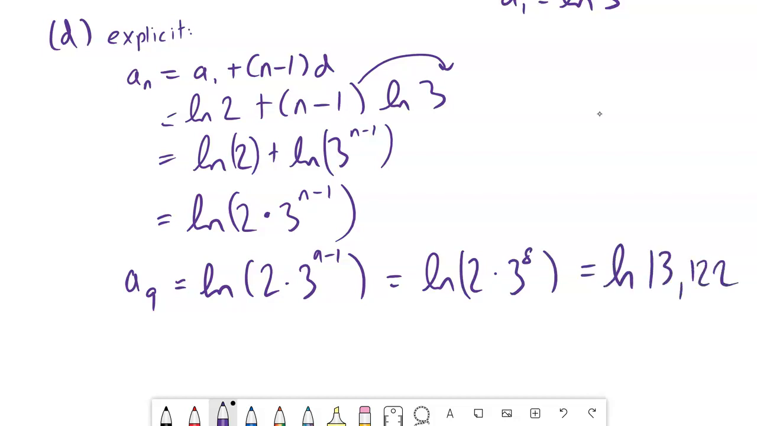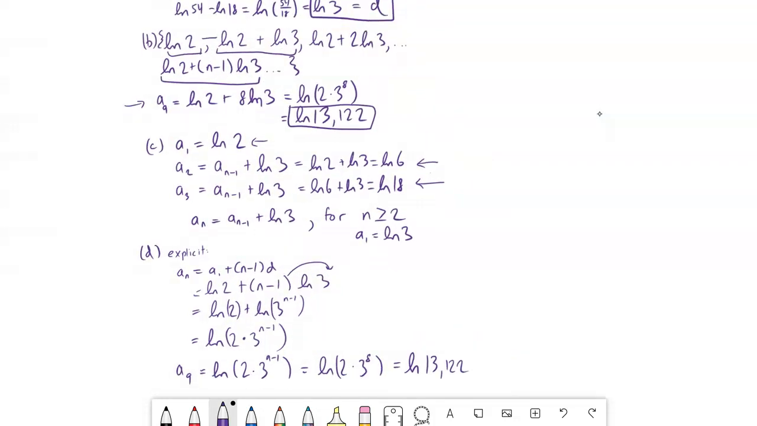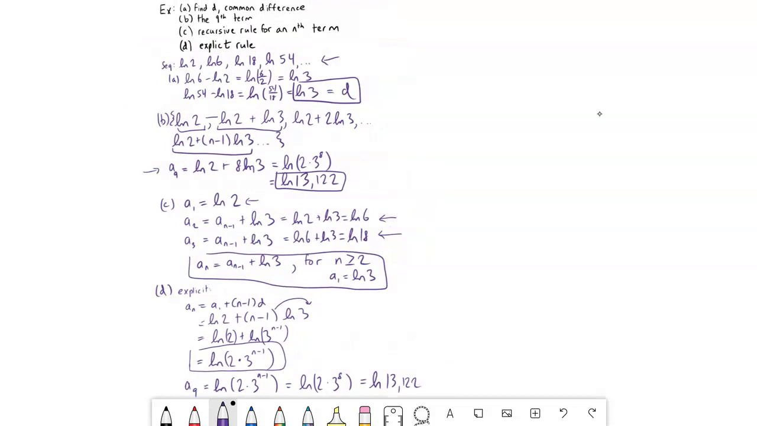So we've done all the parts. I'm going to zoom out so you can see everything. Let me box the answers for you so it'll be more clear. That's the explicit rule, and then this is the recursive one, and this is the explicit. So here's the whole problem at once. In the next one we're going to look at the other series called the geometric series and see what we can do with that, and then we'll start looking at the calculus of sequences. So that's it.